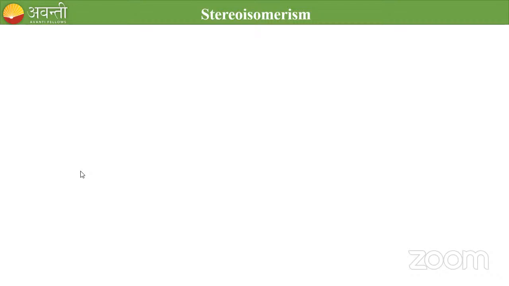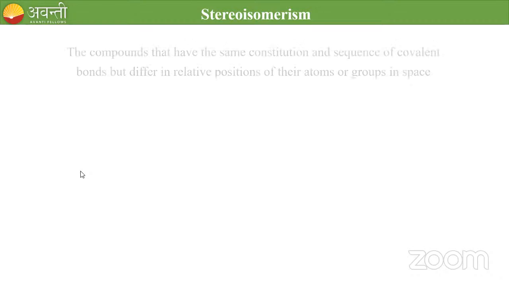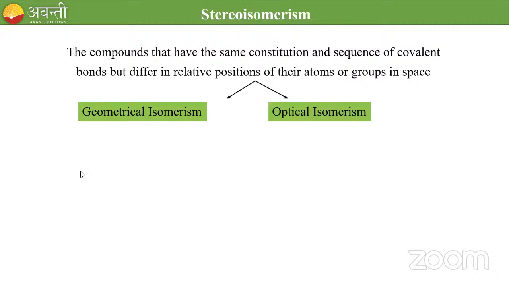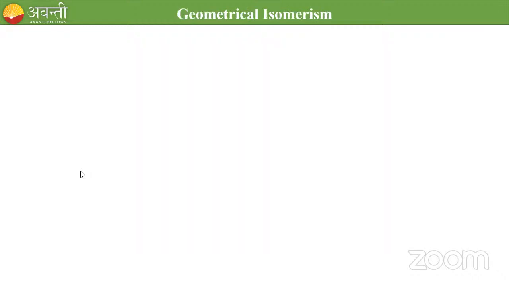The compounds that have the same constitution and sequence of covalent bonds but differ in relative position of their atoms or groups in space. That is, atoms having the same molecular formula but different spatial arrangements. Molecules having the same molecular formula but different spatial arrangement of atoms is called stereoisomerism. There are two types of stereoisomerism as we discussed yesterday: one is geometrical isomerism and the other is optical isomerism.